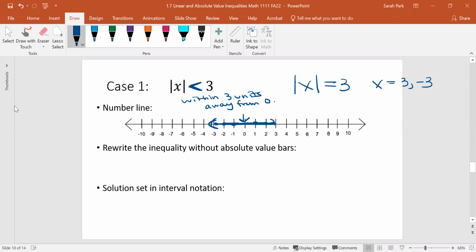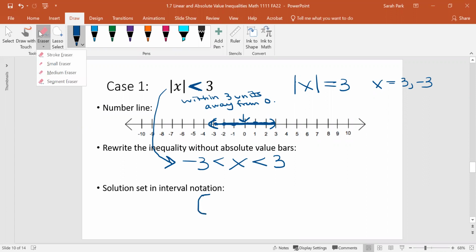So we're going to put parentheses around the -3 and 3. If we rewrite the inequality without the absolute value bars, we write x is greater than -3, but also less than 3. So this translates, if we take the absolute value bars off, to x is greater than -3 and less than 3. In interval notation, parentheses. I almost wrote a bracket and caught myself, because there's no equal symbol. We do parentheses -3 and 3.